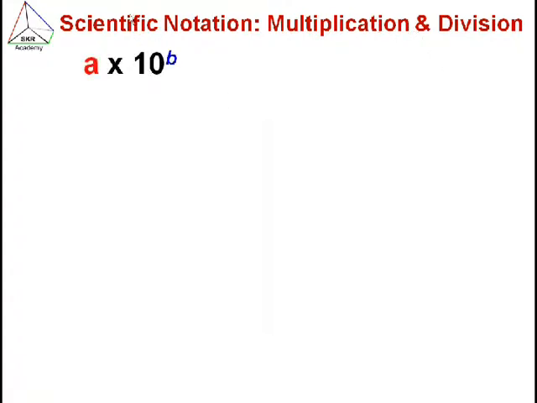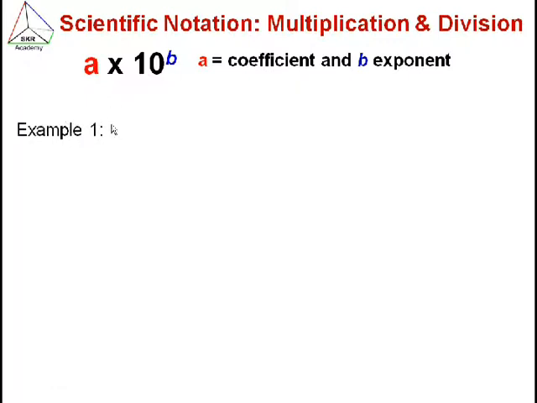So as we know, in scientific notation we write a times 10 raised to the power b, where a is the coefficient and b is an exponent. So let's take one example for multiplication first. If we have to multiply 1.06 times 10 raised to the power 4 with 2.58 times 10 raised to the power 5, how will we multiply these two numbers in scientific notation?